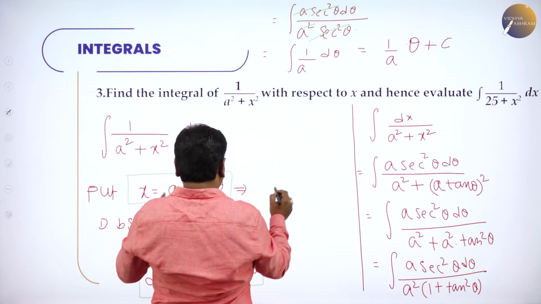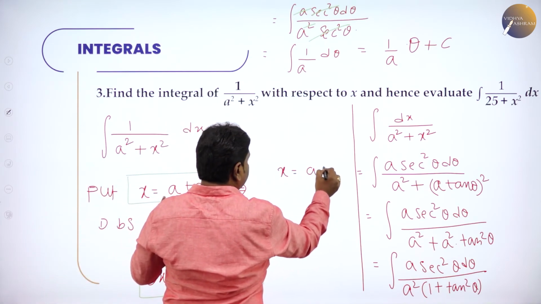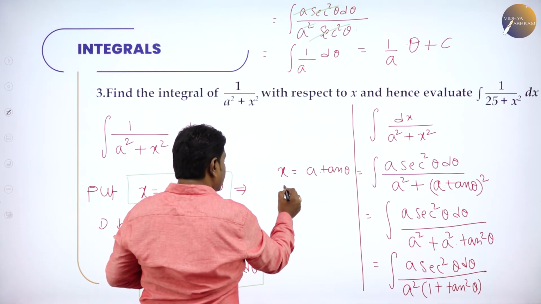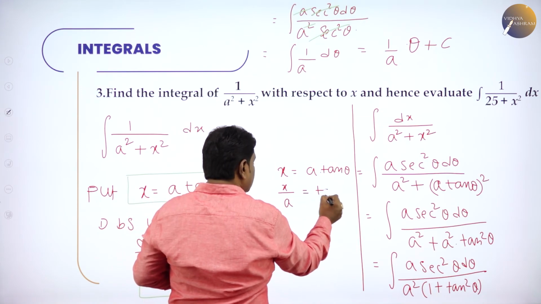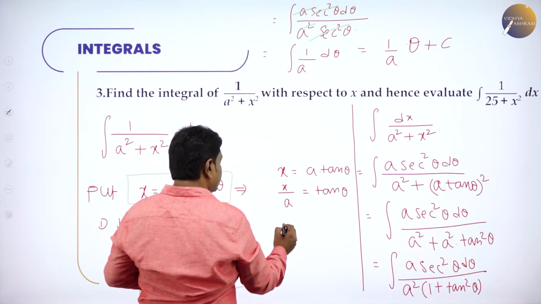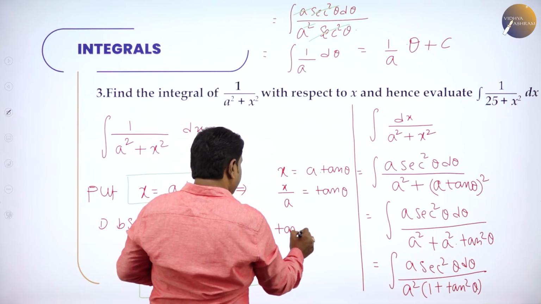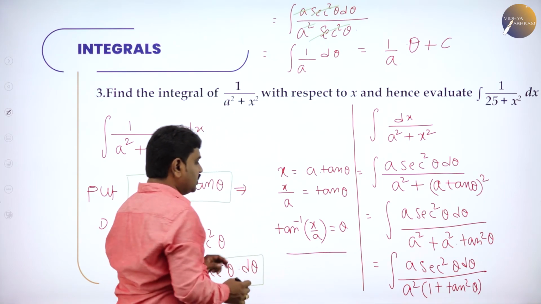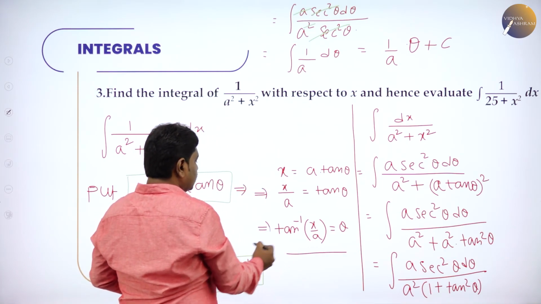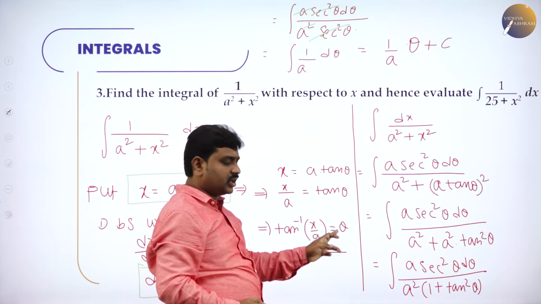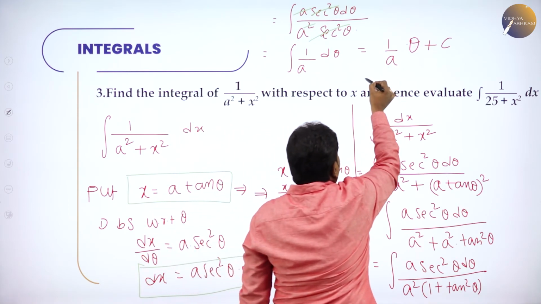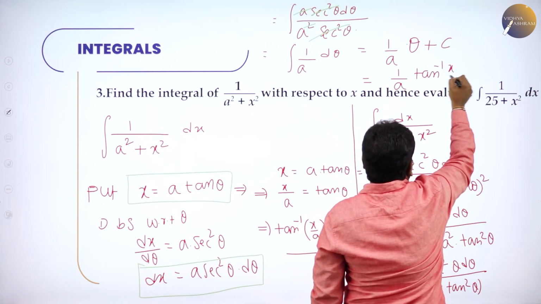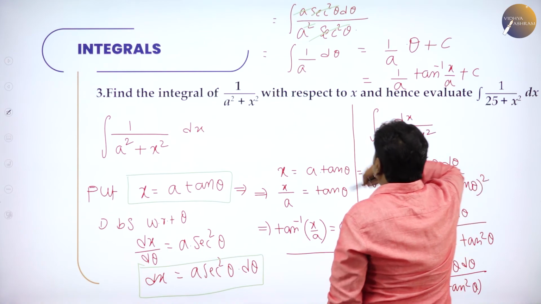So here x is equal to a tan theta. From this get theta: transfer a to this side, it will become divided by a. So x by a is tan theta. And you want theta, so transfer tan to this side. So tan inverse of x by a is theta. So now you got the theta value. In place of theta, I will put tan inverse x by a. So 1 by a tan inverse x by a plus c. This is the answer.